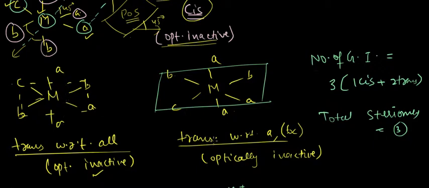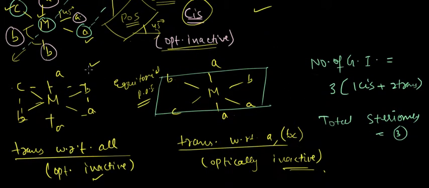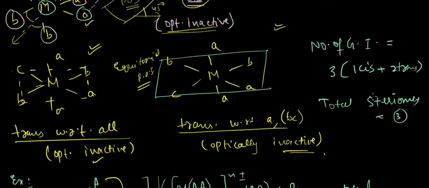Next, let us draw the trans with respect to only A and BC. So only A and BC, these two B are in cis positions with respect to each other. So again we can have an equatorial plane of symmetry. So again it is an achiral compound or it is optically inactive. So the total number of geometrical isomers in this case would be 3, 1 cis and 2 trans. And the total number of stereoisomers would also be the same. Why is this the case? Because we do not have any optically active compound.